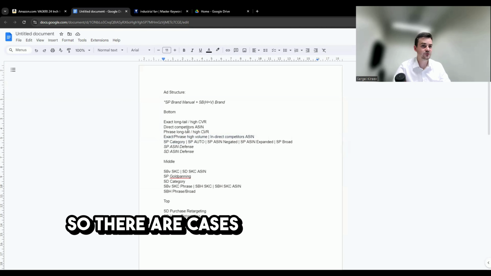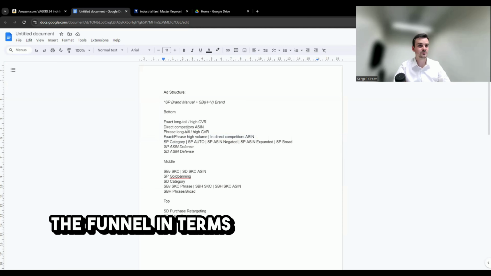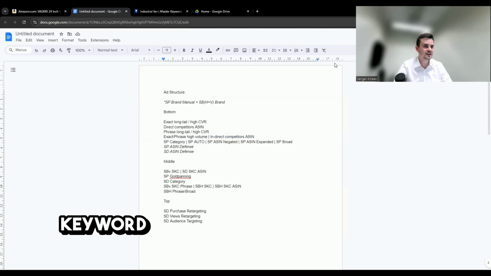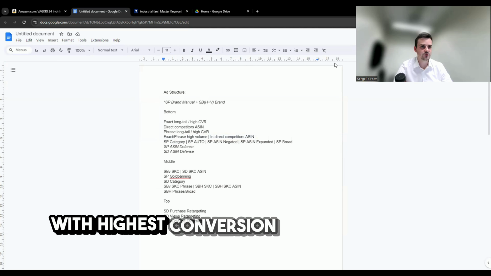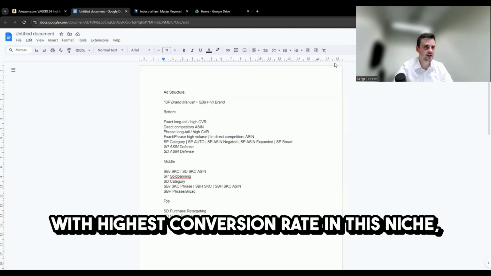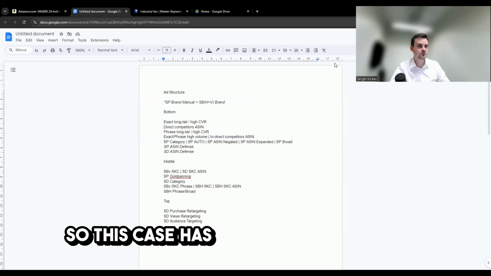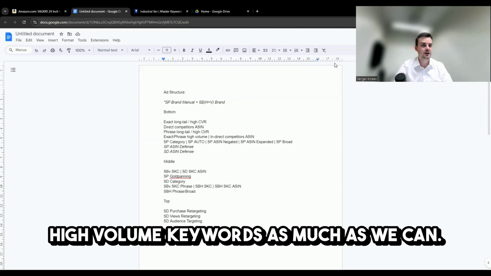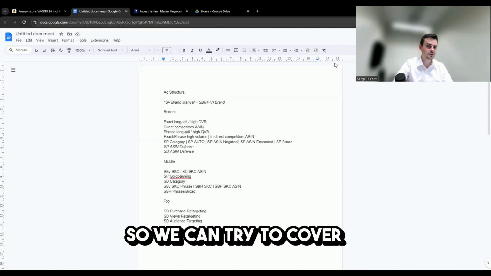There are cases when, for example, you have a keyword that is on top of the funnel in terms of search volume, and it's very short. That's the specifics of the niche. So the keyword essential oils might be the top performing keyword with the highest conversion rate in this niche, and it might have the most searches at the same time. These cases also happen, and we have to be sure that we also cover high volume keywords as much as we can. In this case, we have like 15,000 budgets, so we can try to cover it.